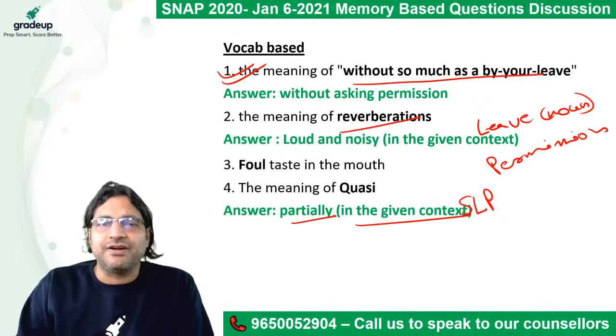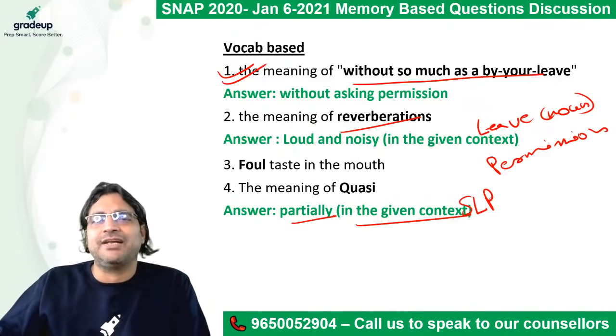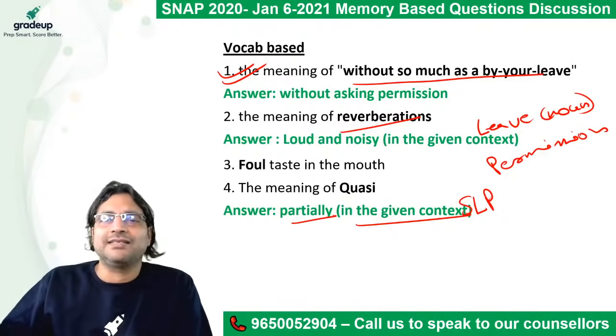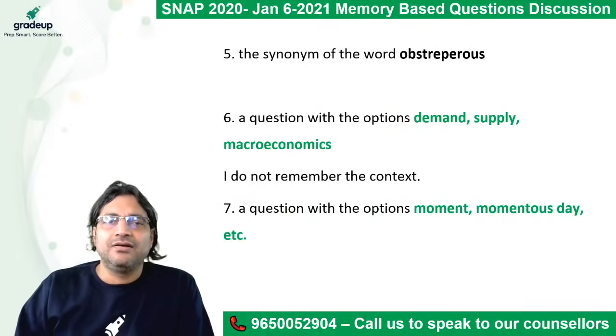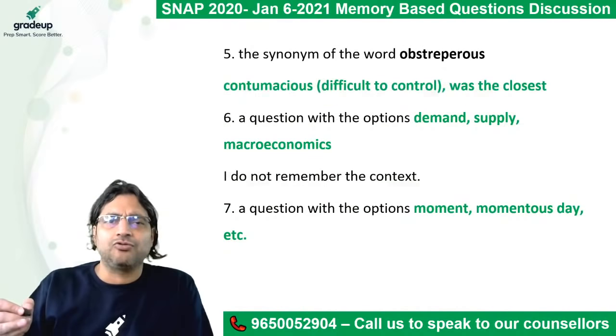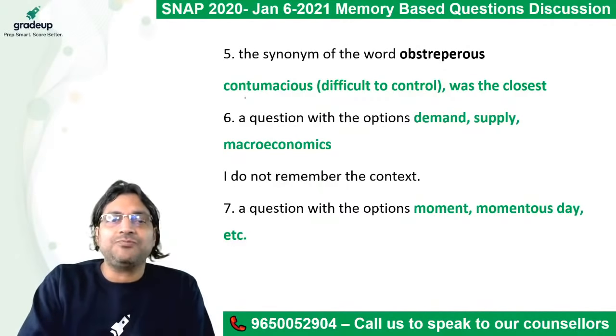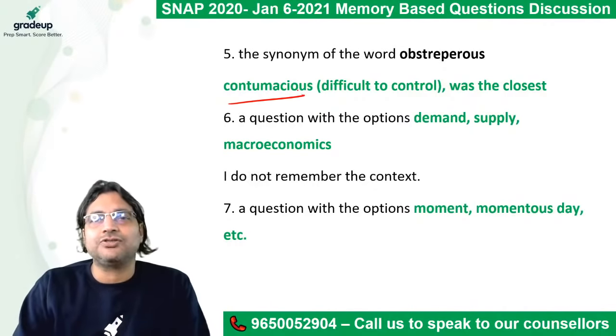Of course, the meaning of reverberations, loud and noisy in the given context. In whatever context this was used in the examination, it meant loud and noisy. Please keep that in mind. Now question number 5. Synonym of the word obstreperous. Obstreperous means something which is very difficult to control. So answer is contumacious. Again, difficult to control. This particular option was the closest to obstreperous.